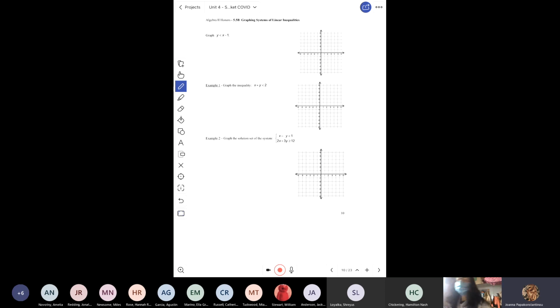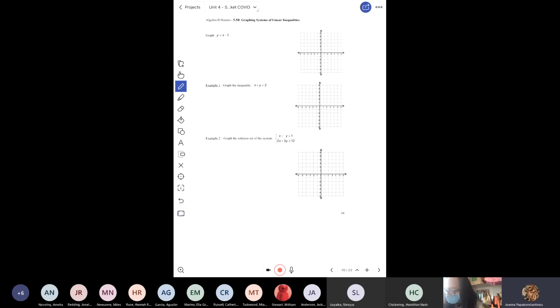Let's move on and look at systems, but we're going to be looking at systems of inequalities. So with inequalities, we're going to have to look at boundary lines and at shading of half planes. And the solution to the system of inequalities is going to be the intersection of the shadings. Where is it shaded for both or all of the equations?